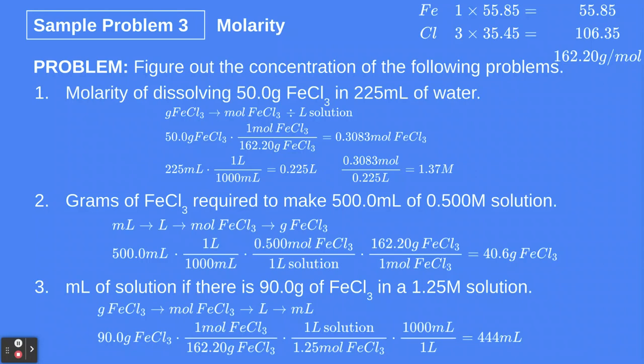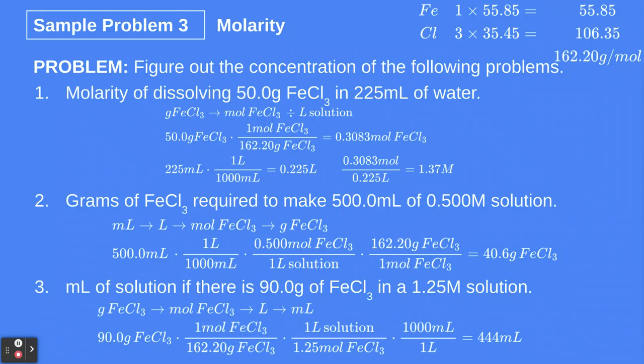The next one: find the grams of iron chloride required to make 50 milliliters of 0.5 molar solution. We're going to start here with milliliters, get it into liters, then into moles, and then into grams. So we're starting with our milliliters from the problem. Then we get it out of milliliters into liters using our conversion that we always know, 1,000 to 1.